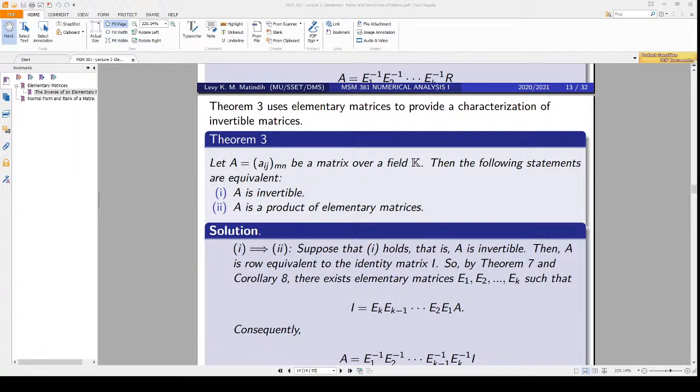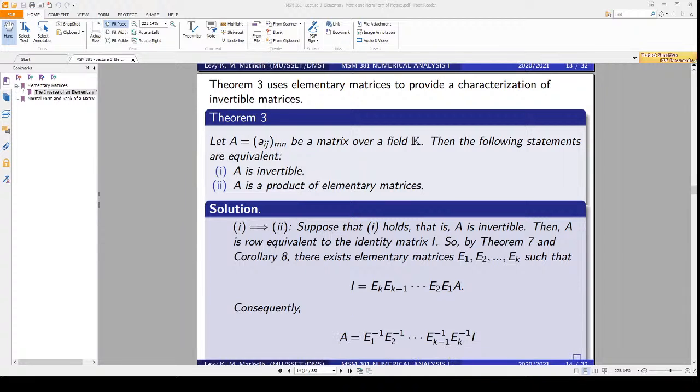Let's look at theorem number 3. This theorem is talking about invertible matrices and the product of elementary matrices. What this theorem says is that if we have an m by n matrix A, then the following statements are equivalent. The matrix A is invertible. A is the product of elementary matrices.